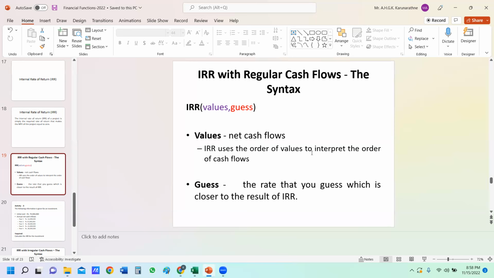IRR uses the order of cash flows printed. The cash flow values mean the cash flow order. Simply values in the cash flows. The guess is not needed, right? Once you show the cash flows, it will automatically compute the IRR for your convenience.